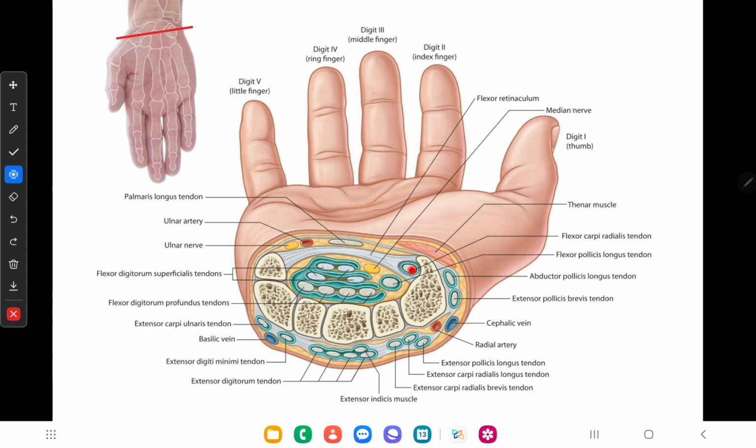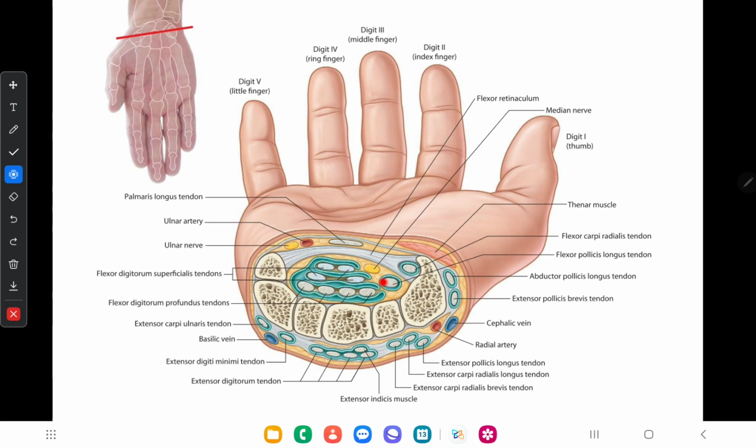You can see this median nerve. The median nerve is a content of the carpal tunnel. Also, there are long flexor tendons: flexor digitorum superficialis tendons, flexor digitorum profundus tendons, and the flexor pollicis longus tendon. Here, this is the flexor pollicis longus tendon.